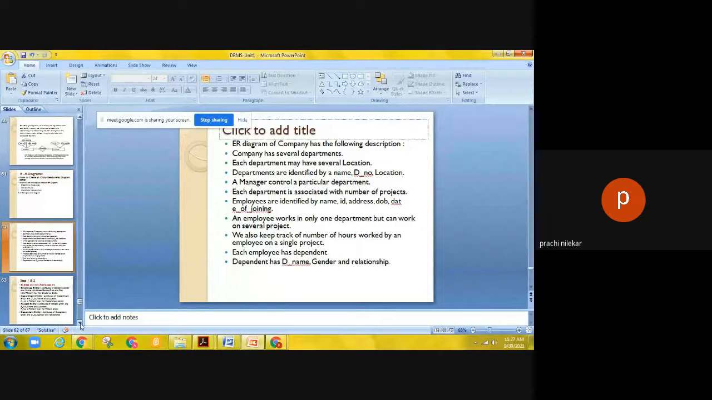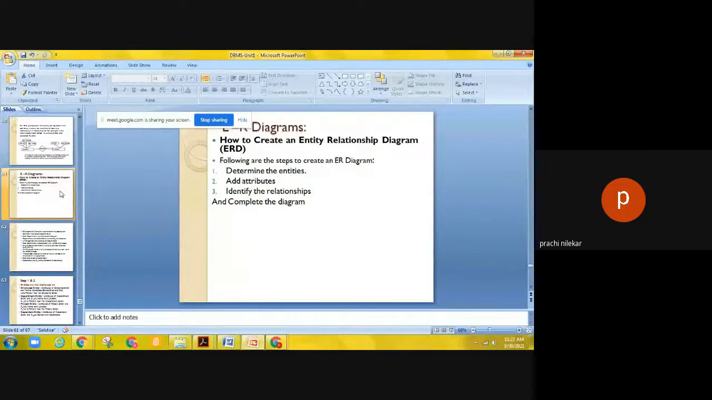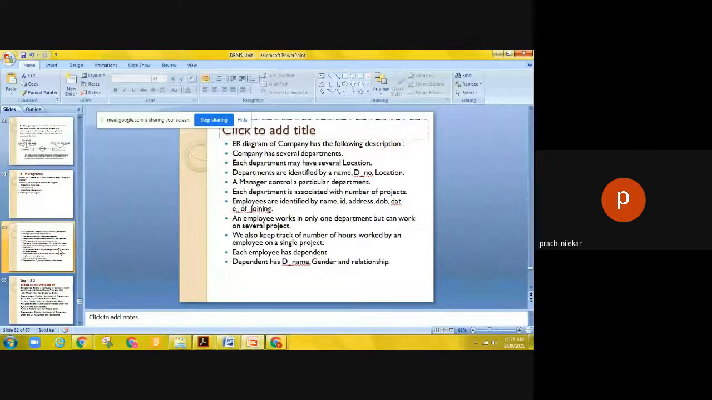So go stepwise. First of all, determine the entities from the given problem. The first step was to determine the entities. Can anyone guess from this problem which are the entities? It may be wrong, it's okay.